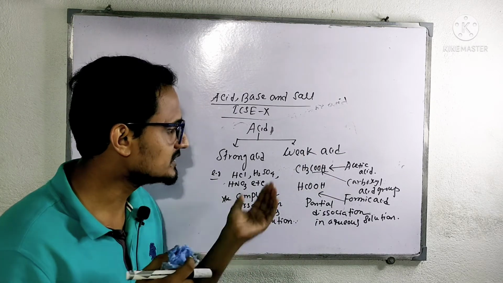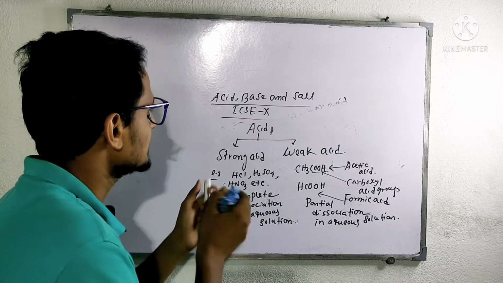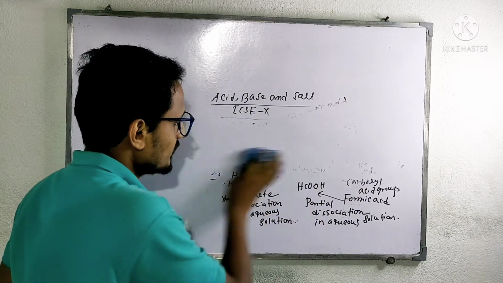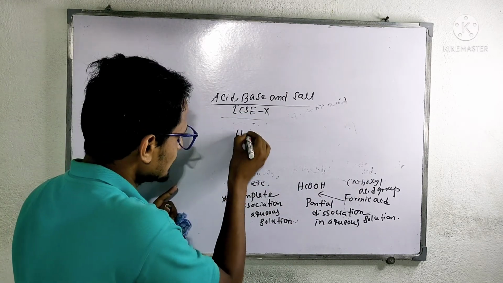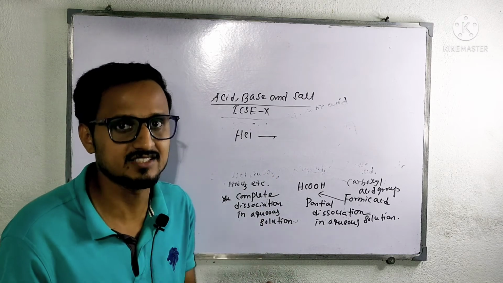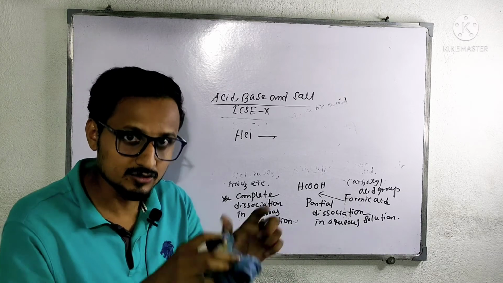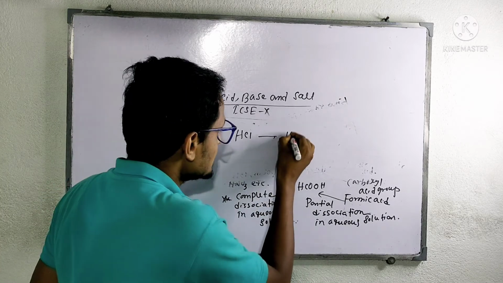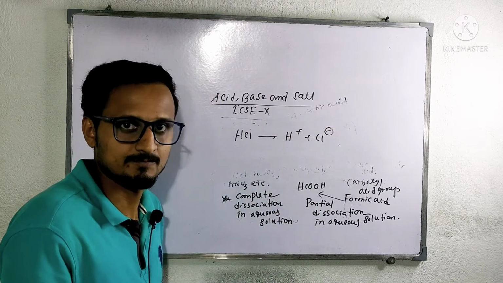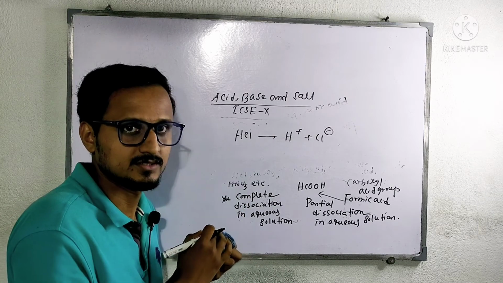Now we will see how these actually dissociate. Why am I saying HCl is a strong acid with complete dissociation? Because HCl will not be present in solution in compound state, that means in HCl state. We cannot say that HCl is there. In solution it will remain as H plus and Cl minus. Only H plus and Cl minus ions will be there, not the total HCl molecule. That's why it is strong.